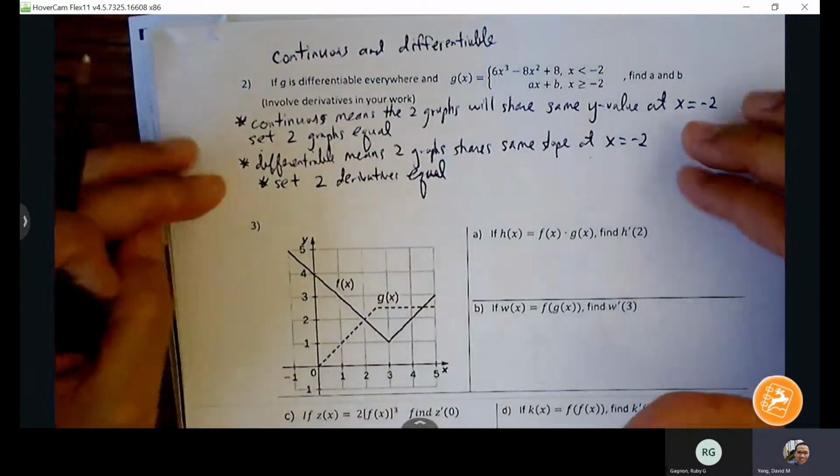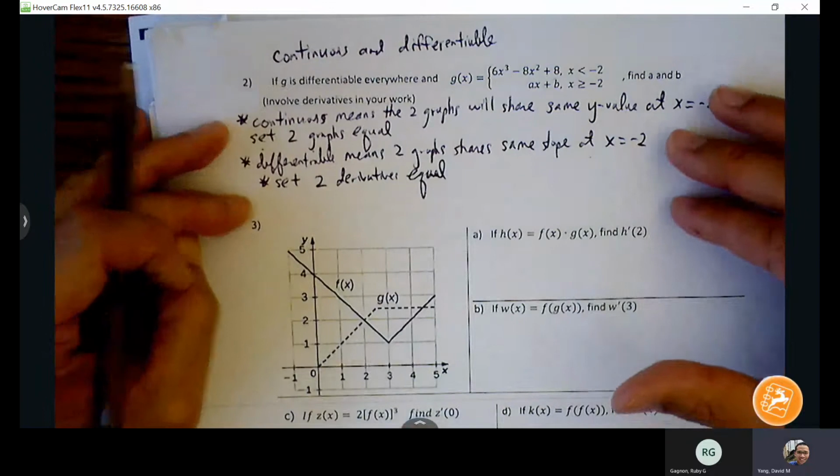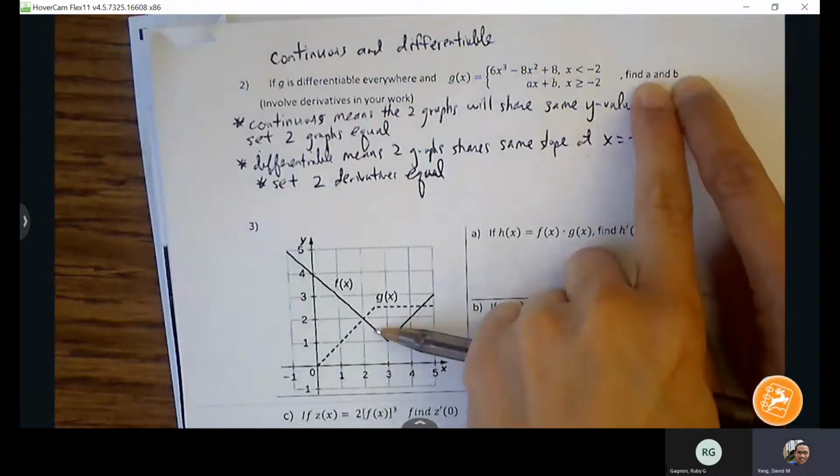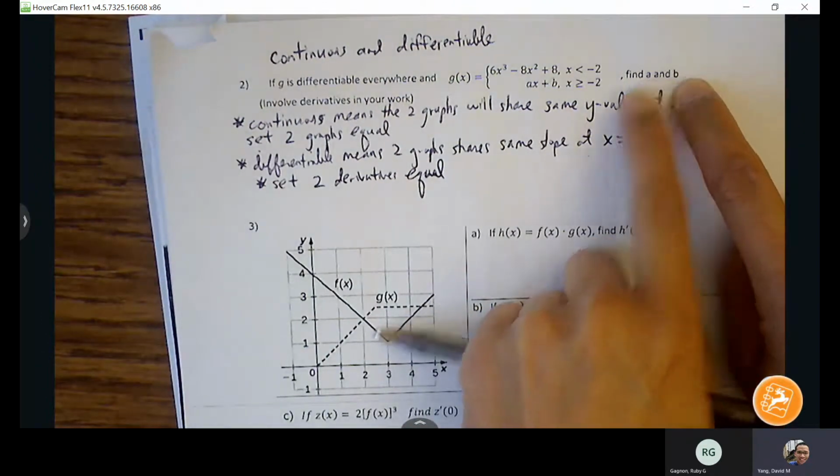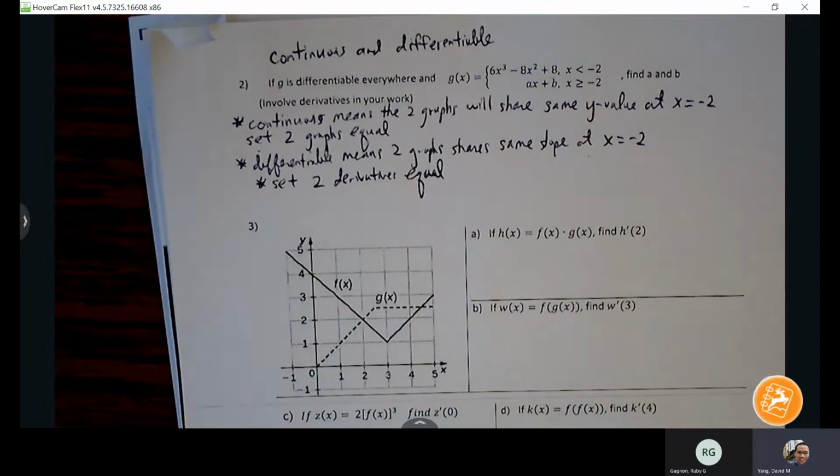Okay. And the reason why we need to create two equations is because we have two missing values. If we only relied on just one equation, we're going to be able to get something, but we're not going to be able to solve for both A and B.